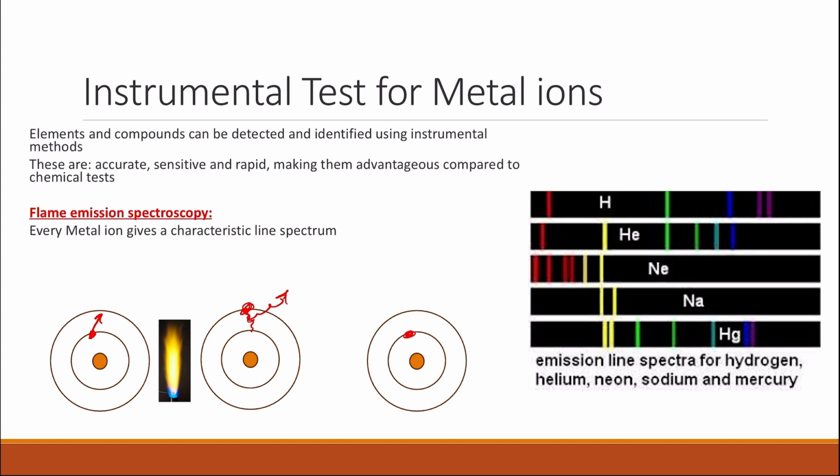Each element will give a specific line spectrum because the nature of these lines will depend on the charge on the metal and also on the electronic structure. No two elements will have the same electronic structure and the same charge, so each element will give you a completely different line spectrum. Also, the intensity of the colors can give you an indication of the amount of the element in your sample, so it can be used quantitatively as well.